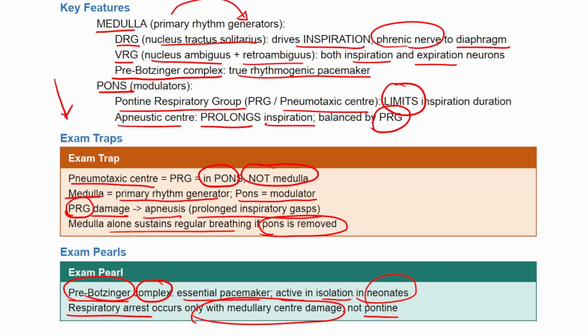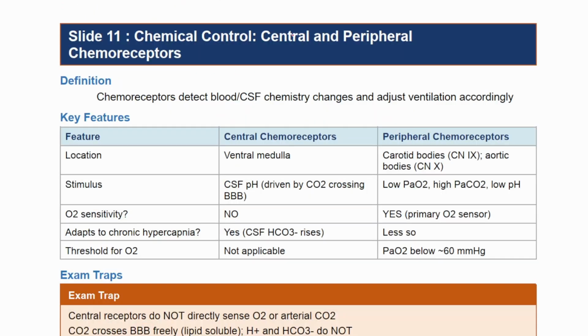A pontine lesion will alter the pattern of breathing, but a catastrophic medullary lesion destroys the primary pacemaker drive, completely halting spontaneous respiration. Beyond the central, now let's sketch out the chemical control of breathing from first principles. Your body continuously monitors the chemical composition of your blood and cerebrospinal fluid, which is found in the ventricles of the brain, to ensure that ventilation perfectly matches metabolic demand.